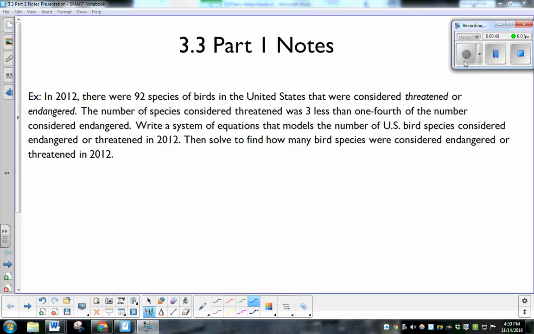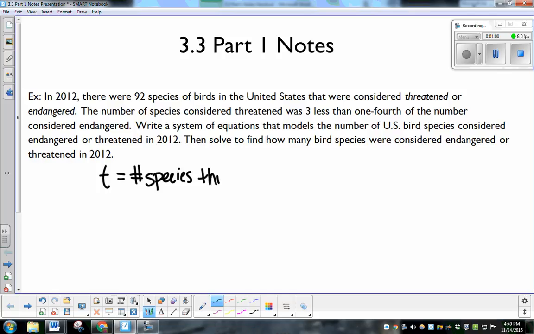So the first thing we want to do in doing any of these types of problems is define our variables. So I'm going to use here is that T is the number of species that are considered threatened, and E is the number of species considered endangered.